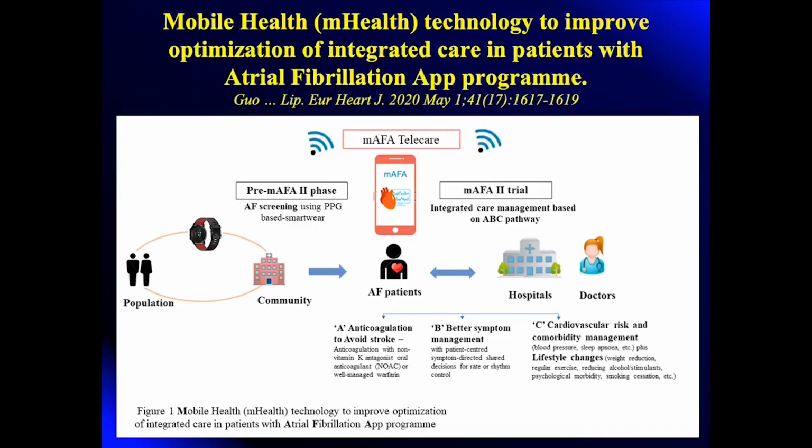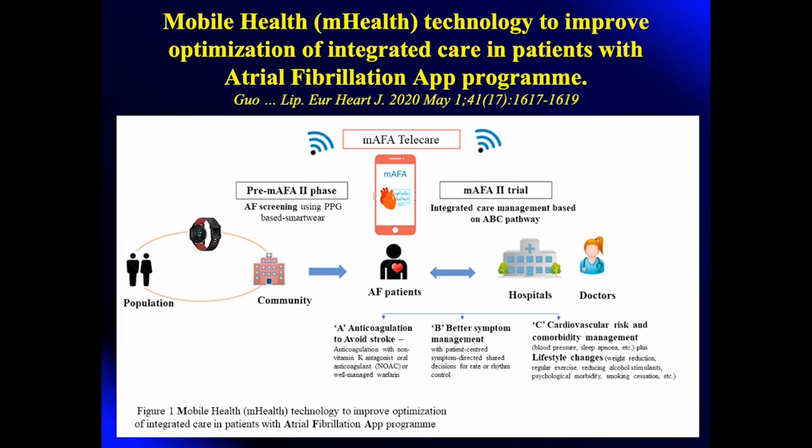Now, there of course are a number of these observational cohort studies or retrospective analyses of trial cohorts. How do we be definitive about the benefits of complying with the ABC pathway, and also to integrate the patient journey, including the detection of atrial fibrillation? Let me introduce you to the mAFA program that we conducted in China. This included firstly the pre-mAFA phase, which was atrial fibrillation screening using smartwatches.